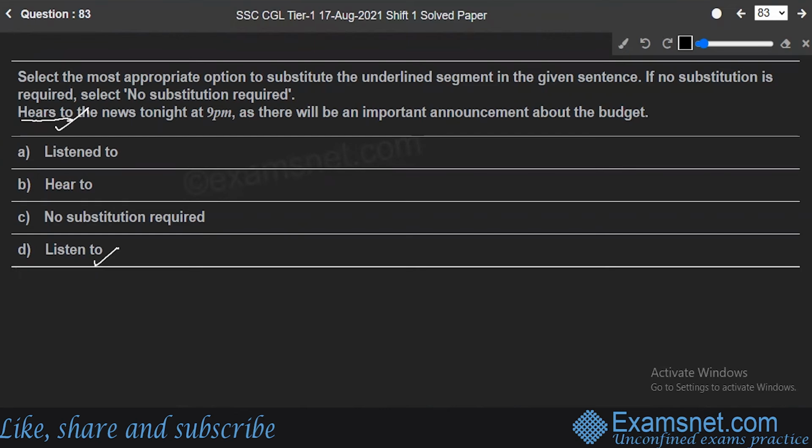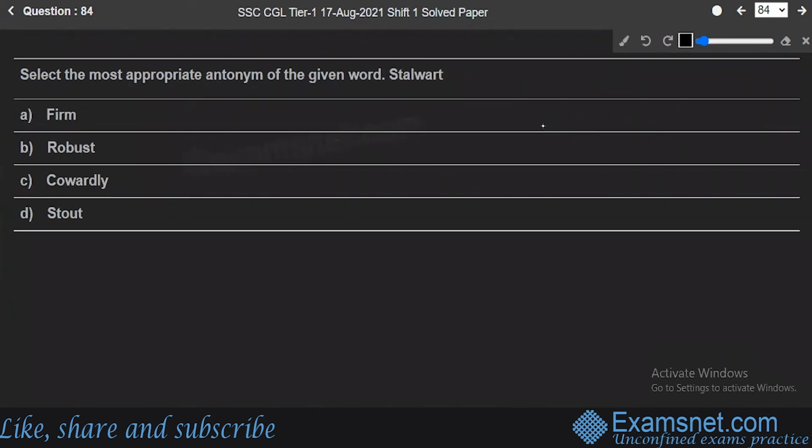Like, suddenly I heard a noise. Someone was in the garden. I listened very carefully to what she said and wrote it all down. Right. So the correct option is "listen to". It should have been: Listen to the news tonight at 9 p.m. as there will be an important announcement about the budget. Option D is the answer to the question. Hope you are clear. Question number 84.